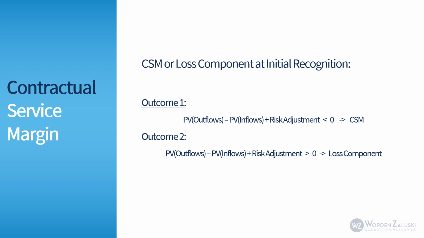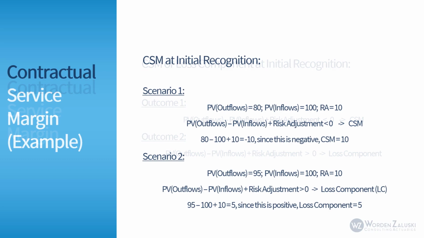Now, if it's greater than 0, that means you have a loss component, and that means that what you're receiving on your inflows is not enough to cover your outflows for claims and expenses and your risk adjustment. Let's go through a very simple example to illustrate this.